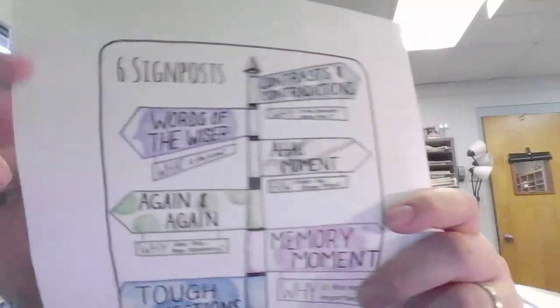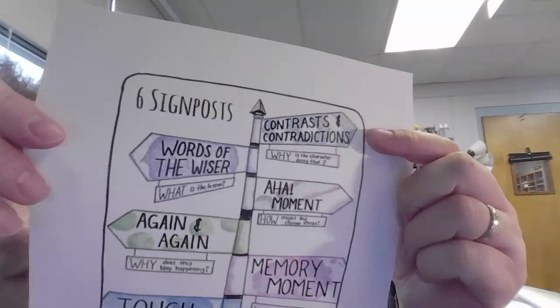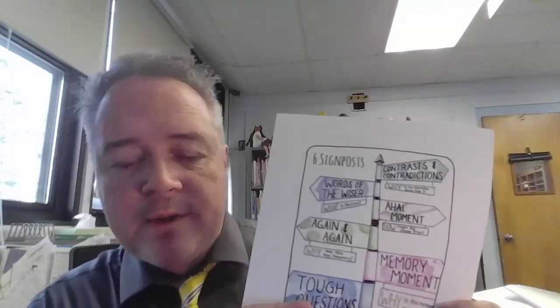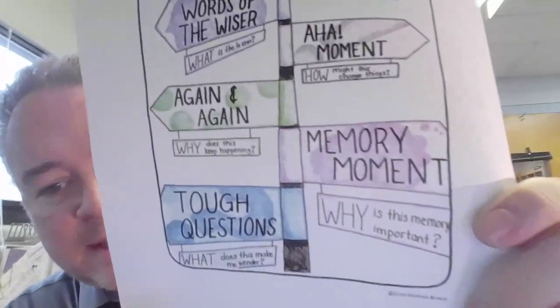Within each signpost, there are things that you should be thinking when you recognize that the signpost is there. For example, in contrasts and contradictions, if you notice that something is happening the opposite way of the way it's supposed to, you're supposed to stop and think, why is the character doing that? Because it's really surprising, really strange. Or in a memory moment, you've got to stop and say, why is this memory important? Because the author wouldn't include that in the story if it weren't important. Does that make sense? You need to be thinking about the signpost, but also about how the signpost is making you smarter about your book. Otherwise, you're really not thinking like a reader.